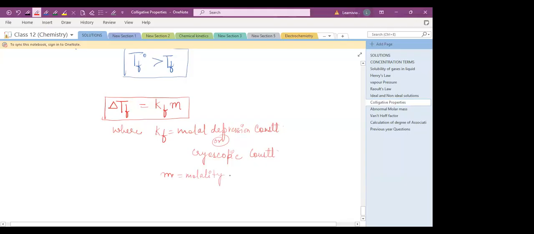Clear? And another formula is delta TF equals TF naught minus TF. And you know very well what delta TF is: your depression in freezing point. TF naught, when it is written like this, we are talking about the pure solvent, so the freezing point of the pure solvent. And this TF is the freezing point of your solution.